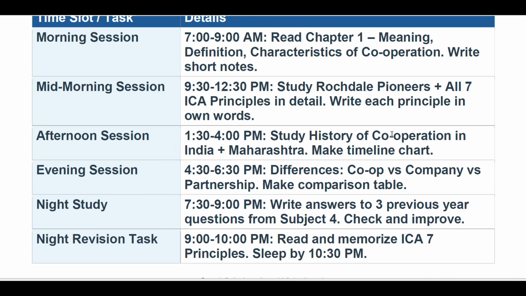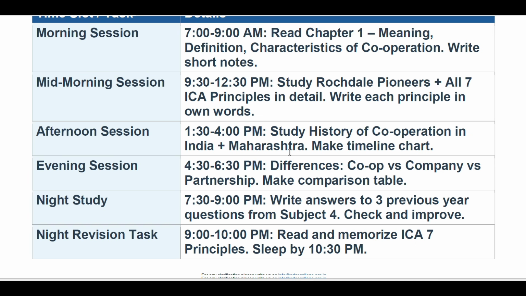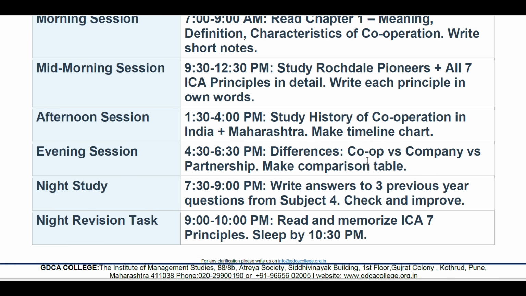A timeline chart means first you write the history of the world, then the history of India, then the history in Maharashtra. Likewise, make a timeline for the history of cooperation. Next, differences between cooperation versus company versus partnership. Make a comparison table. You have to make like 4 tables. In the first column there will be a point, and in the next, the difference between cooperation, company and partnership. Likewise.